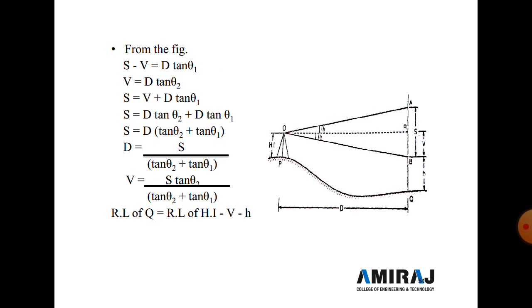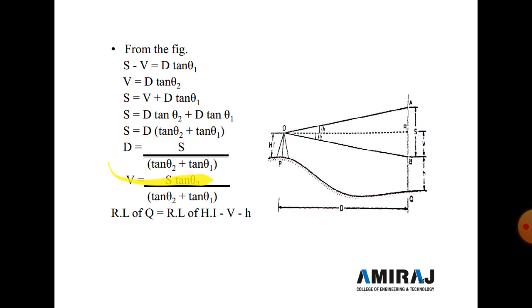So S is equal to V plus D tan theta 1, and V is equal to D tan theta 2 from triangle number 2, this triangle. So tan theta 2 is equal to V divided by D. Now S is equal to V plus D tan theta 1. So now put the value D tan theta 2 in this equation. So S is equal to D tan theta 2 plus D tan theta 1, D common, D times tan theta 2 plus tan theta 1. So D is equal to S divided by tan theta 2 plus tan theta 1.